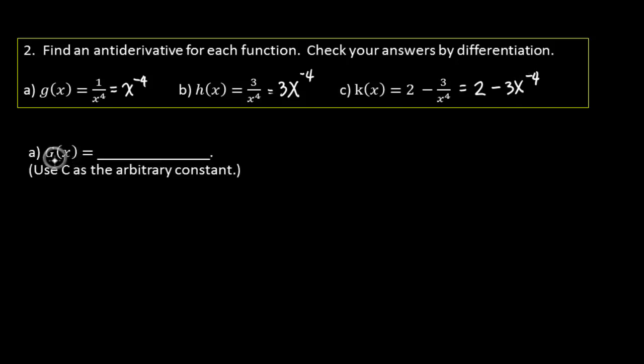Okay, so when we denote capital G of x as the antiderivative of g, so what do you do? That's just x to the negative 3 divided by negative 3 plus a constant. So again, differentiate, that's the way to check. If we differentiate this, bring down the negative 3, that cancels out the negative 3 at the bottom, and then take off 1 from negative 3, and we get negative 4.